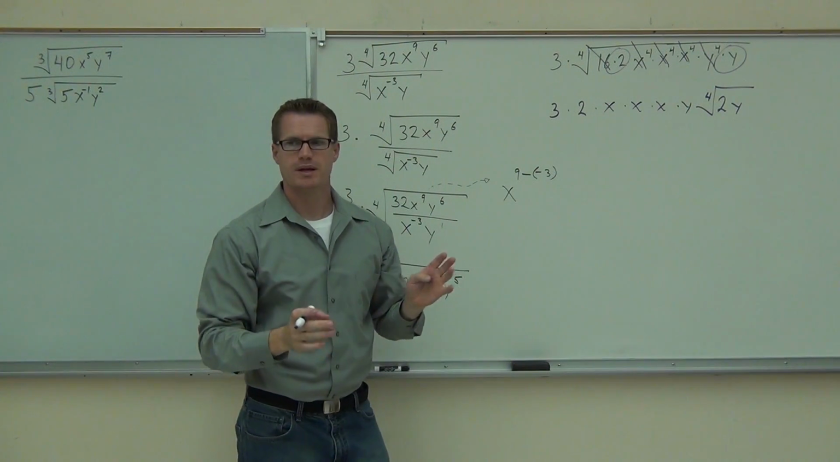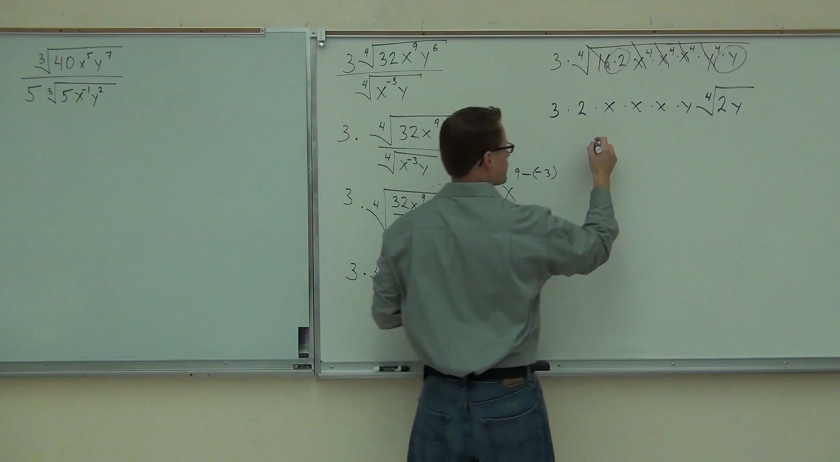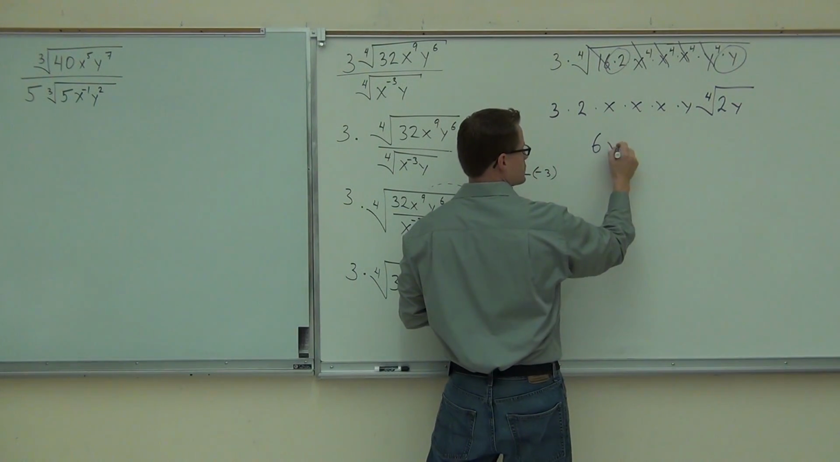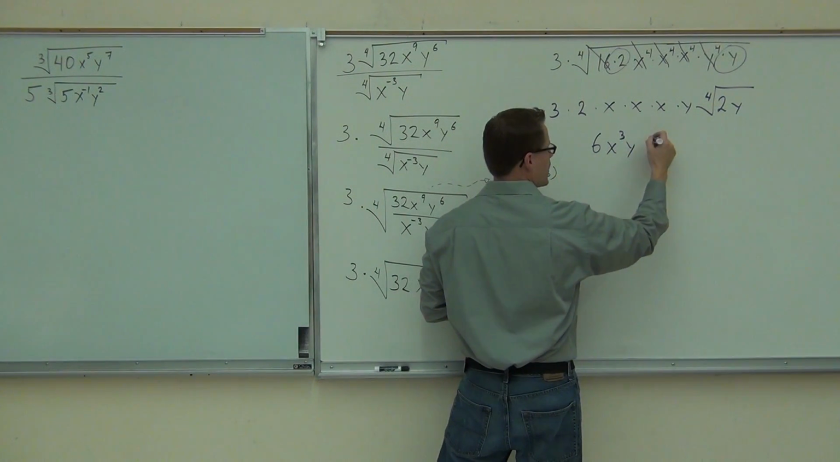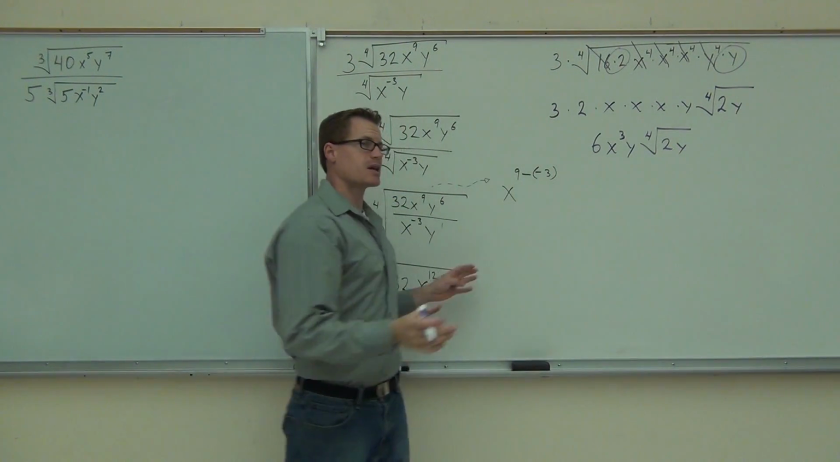I'll clean this up a little bit. I know 3 times 2 is 6. That's why we left that 3 out there. We didn't lose that. This gives you the x to the 3rd, y, and then we want to make sure we do a 4th root of 2y as well. That's as simple as I can make it.